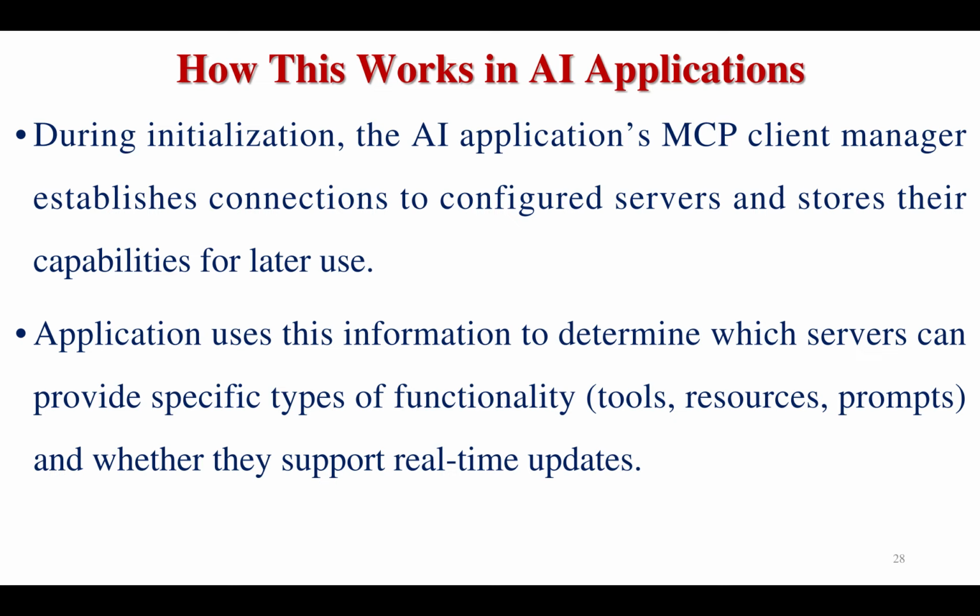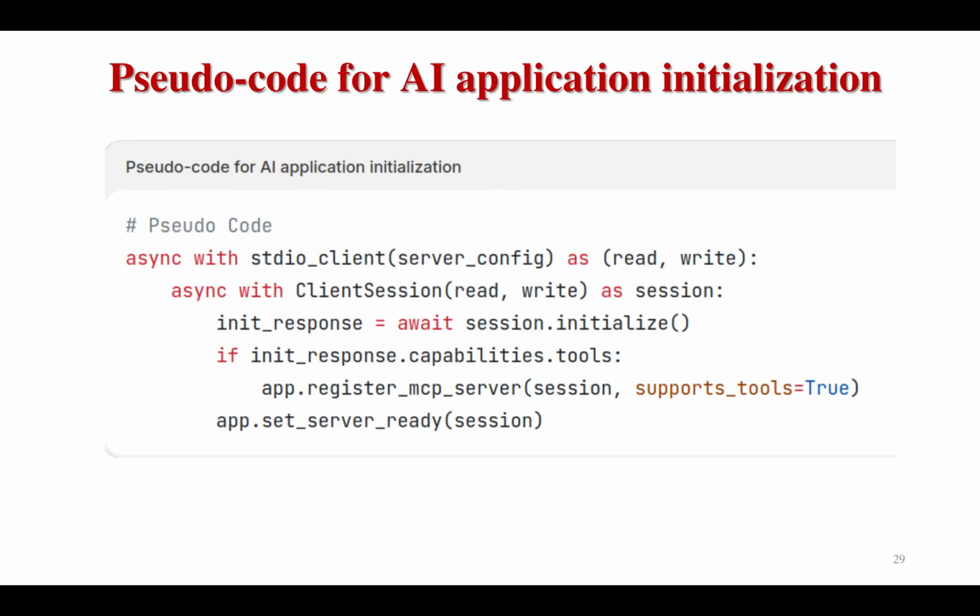The application will use this information to determine which server can provide what type of functionality: what tools are there, what resources are there, what prompts are there, and whether they support real-time updates or not. So this is pseudocode which just tells us how it will happen.